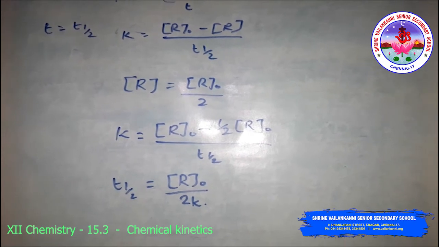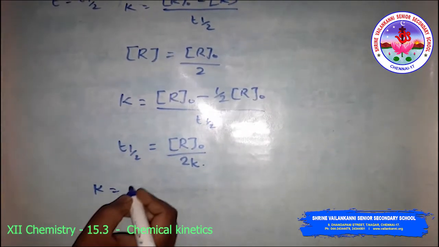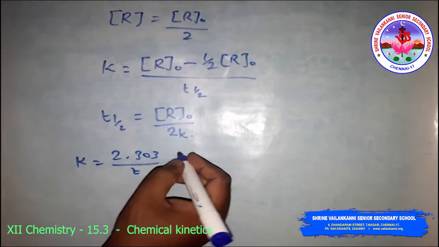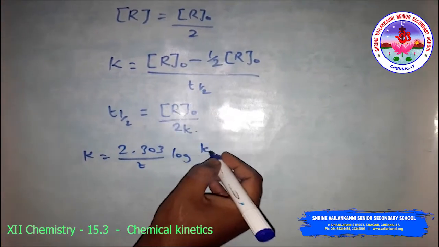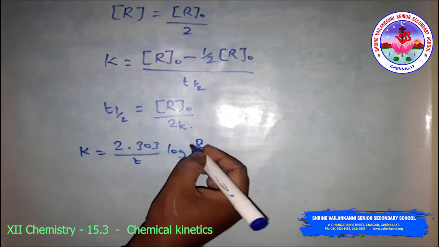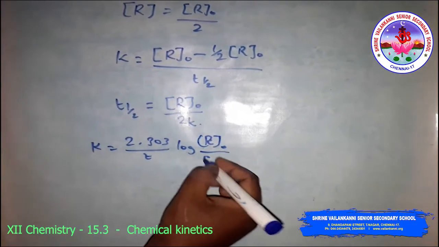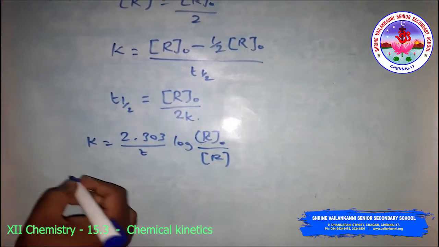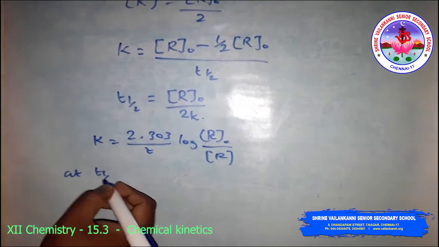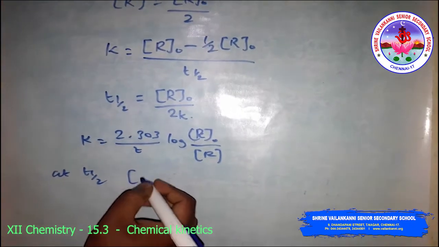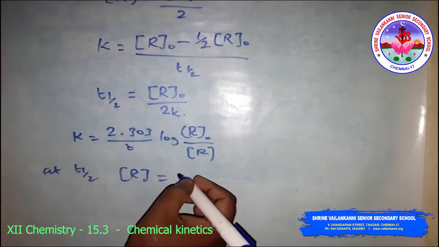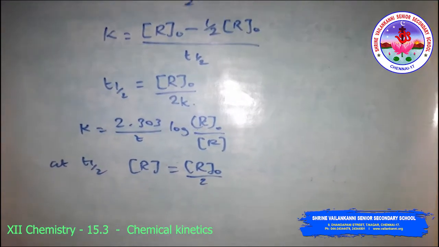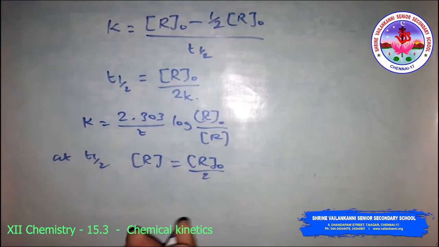So what about the first order reaction? Here k is equal to 2.303 divided by t into log of [R]0 divided by [R]. So the t half is equal to what? At t half, [R] is equal to [R]0 by 2.